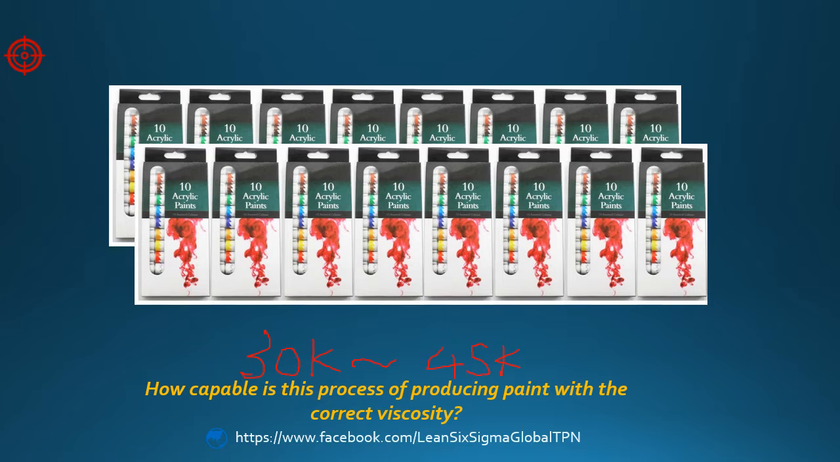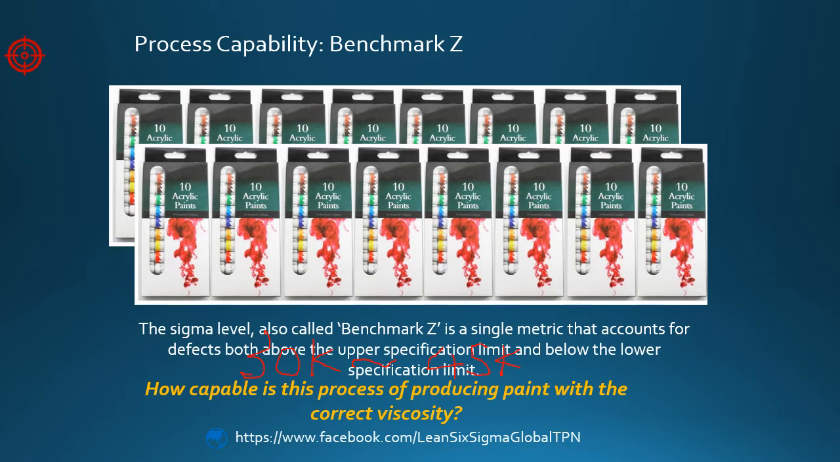We can assess the capability of this process using a sigma level capability index, also called the Z-score or benchmark Z. The sigma level is a single number that accounts for defects both above the upper specification limit and below the lower specification limit. To illustrate, let's calculate the sigma level of the viscosity data collected at ABC Paint Company.